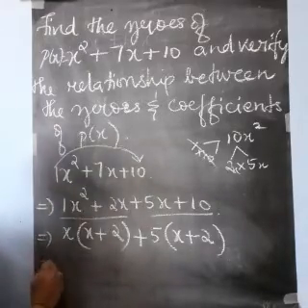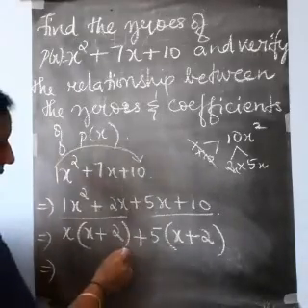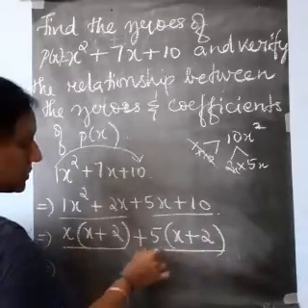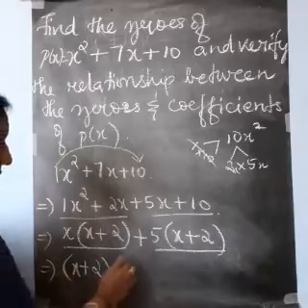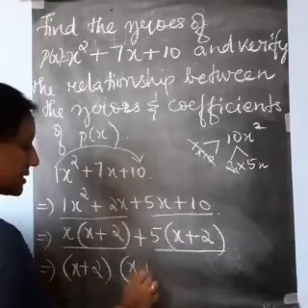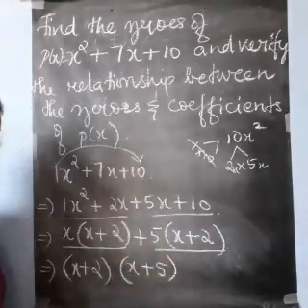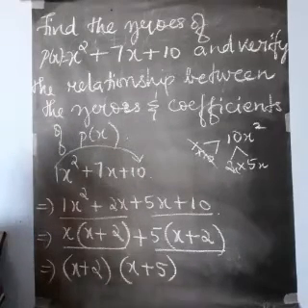Now you see what is common in these two terms: x plus 2 is common. So x plus 2 into what is left? x plus 5. So I have factorized the polynomial.